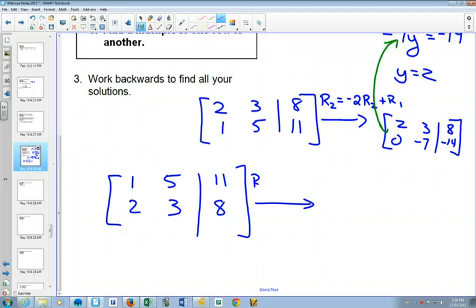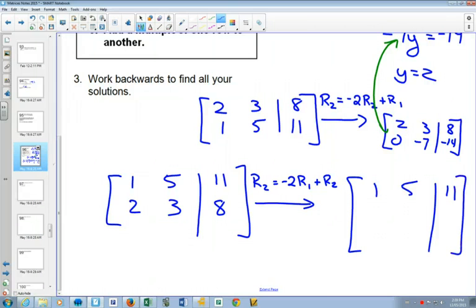So I could change row 2 to equal row -2 times row 1 plus row 2. See, that's sort of the same thing I did last time. But now my row 1, which I had originally, which was 1, 5, and 11, that's the one that's not changing. And if I multiply this by -2 and add it, I'm going to get 0. -10 plus 3, -7, -22 plus 8, -14. So you get the same results if you work with one equation or the other.